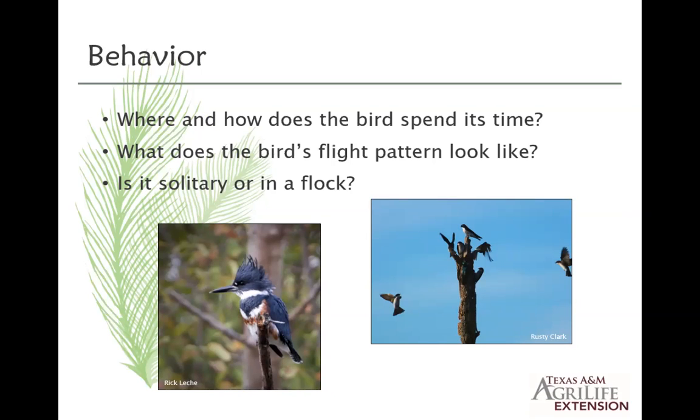Behavior. It's a good thing to maybe learn or know a little bit about where and how a bird spends its time. So birds of prey spend their time sitting perched up high looking for prey, whereas our songbirds might be roosted in trees or closer to the ground, spending time looking for food and things like that. Looking into what a bird's flight pattern looks like is another idea. And then also if a bird is solitary or if it is in a flock. And so identifying these behaviors can help you identify the different species.